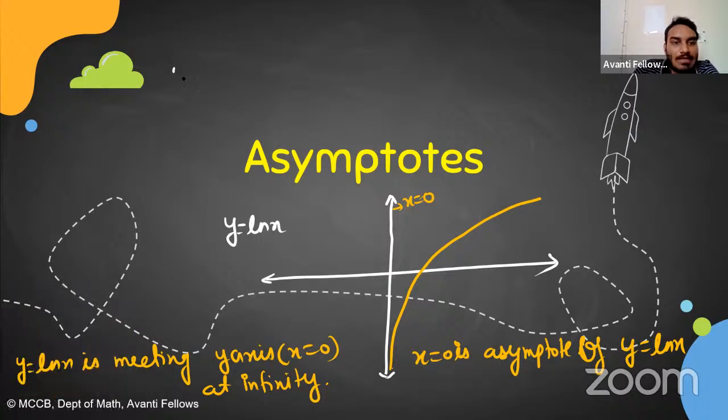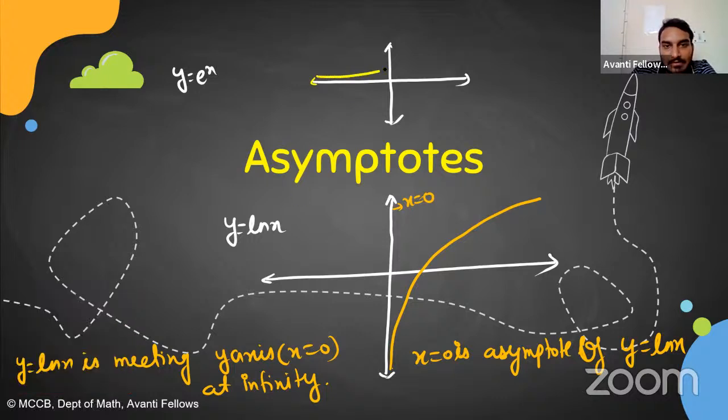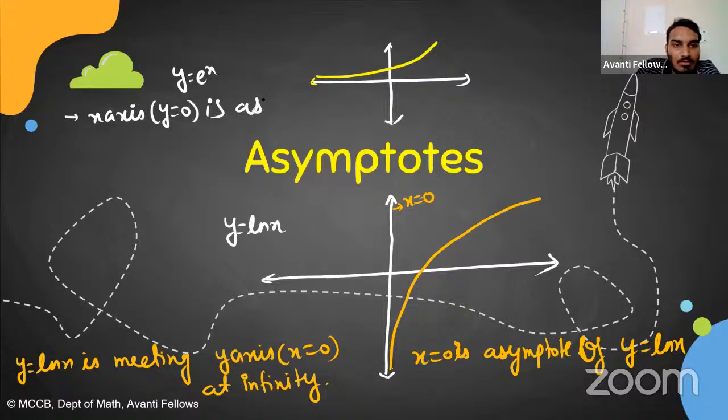Take one more example, let's say y is equal to e raised to the power x. What does the graph of e raised to the power x look like? The graph of y is equal to e raised to the power x is something like this, right? Same thing for e raised to the power x: the x axis, which is the line y is equal to 0, is an asymptote. Is this clear? Did you understand the meaning of asymptote?